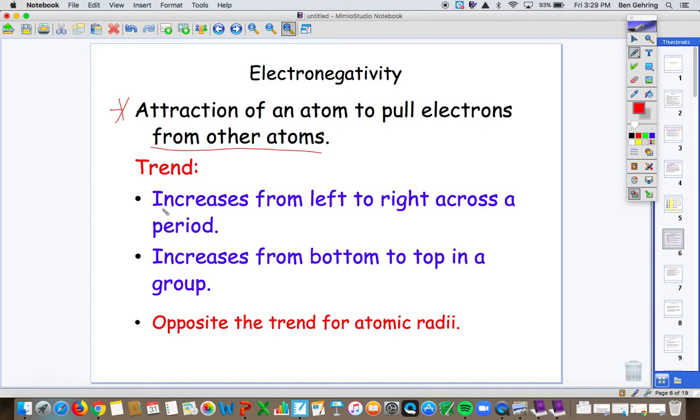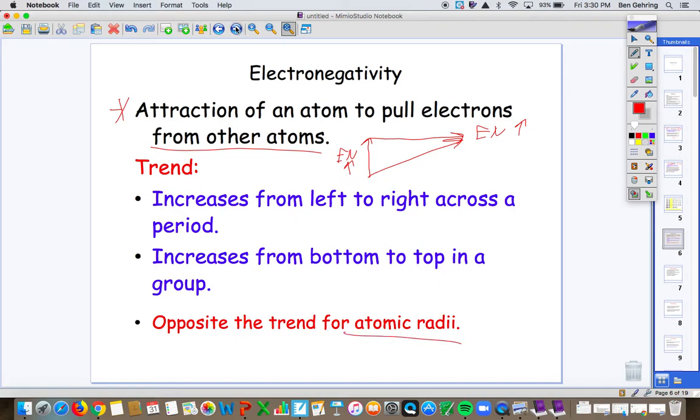Your trend on this, as you go from left to right, electronegativity, I'm going to call it En, goes up. As you go from bottom to top, En goes up. So this is the opposite trend of atomic radius. Atomic radius increases going from right to left and going from top to bottom. Electronegativity increases going from bottom to top and left to right. So this is, again, opposite for atomic radii.